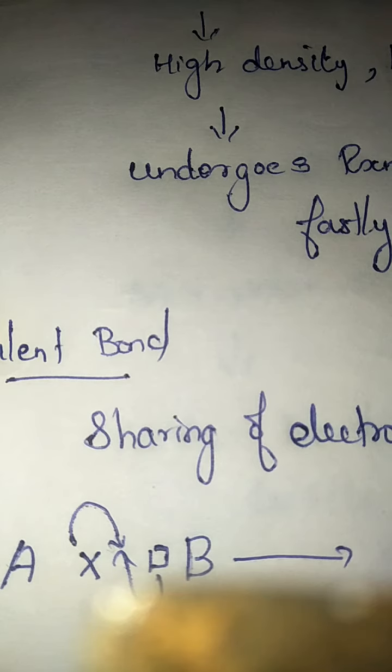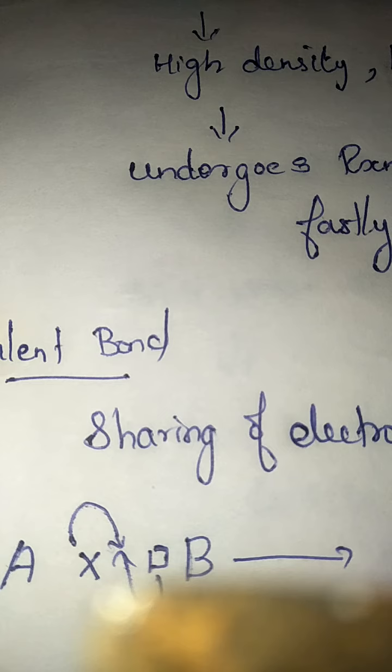So A is going to share one electron, and B is going to share one electron for the formation of a bond. So what does covalent bond mean? It is formed by sharing of electrons, that is, both atoms share one electron, and it is common to both.